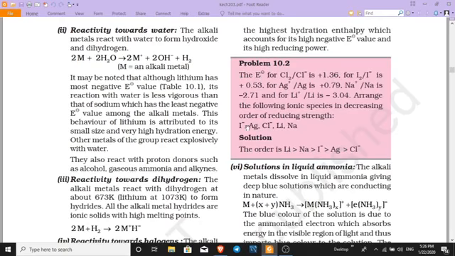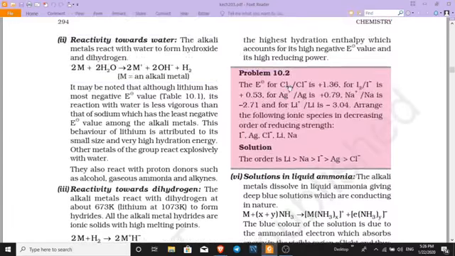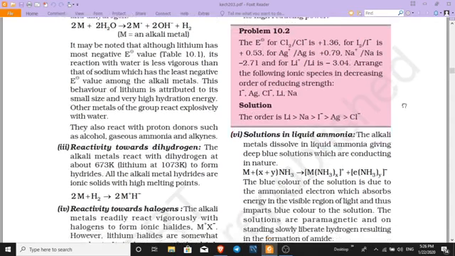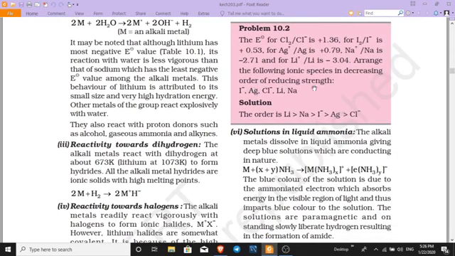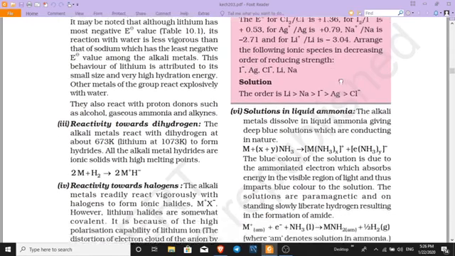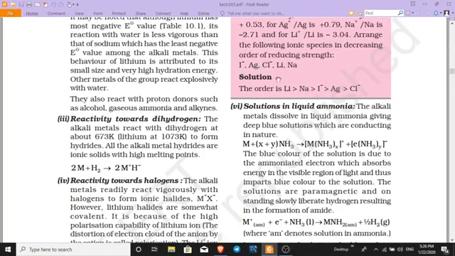The electrode potential for Cl2/Cl minus is plus 1.36 and I2/I minus is plus 0.53. For Ag plus/Ag, it's plus 0.79, and Na plus/Na is minus 2.71, and for lithium plus/lithium it is minus 3.04. Arrange the following ionic species in decreasing order of reducing strength. Now the solution is given.